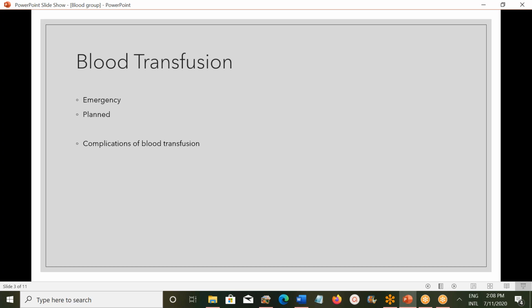Then sometimes you must have seen that when you are transfusing blood, your patient will develop fever. So this is a non-hemolytic febrile reaction, and it may be due to leukocyte antibodies. The patient will have flushing, fever, tachycardia, and rigors. In that case, if giving the blood is very important, you don't have to stop the blood transfusion, but you will slow down the rate of transfusion.